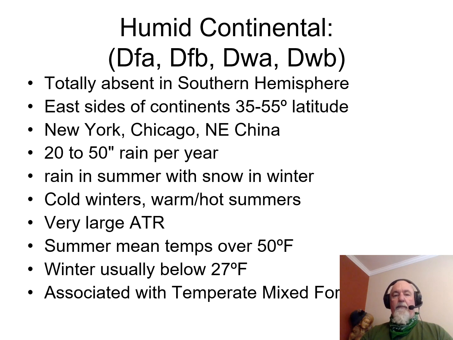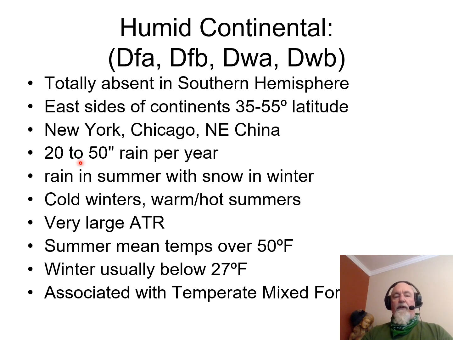So usually upper mid latitudes with either moisture throughout the year or a winter drying period. And the summers can get quite hot in some of these places. I want you to think about New York, Chicago, or maybe Beijing, China. So these are usually found on the east sides of continents between 35 and 55 degrees latitude, thereabouts, only in the northern hemisphere. There are no D climates at all in the southern hemisphere.